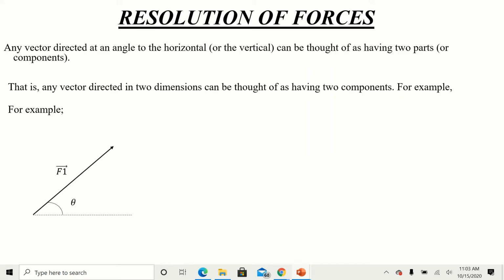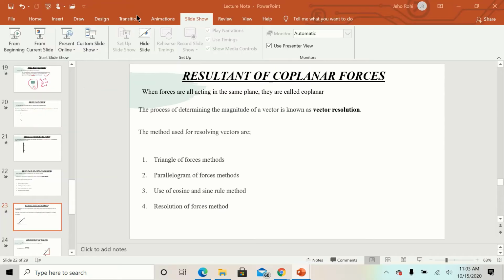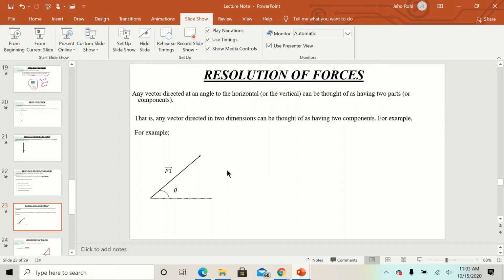Now when a vector is at an angle, that vector is said to have two parts or two components. Any vector in two dimensions has two components. It has what we call a vertical component, and it has what we call a horizontal component. I'll show us very soon what I'm talking about. I'll show us right here on my screen.